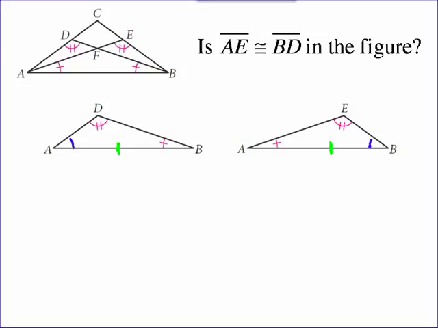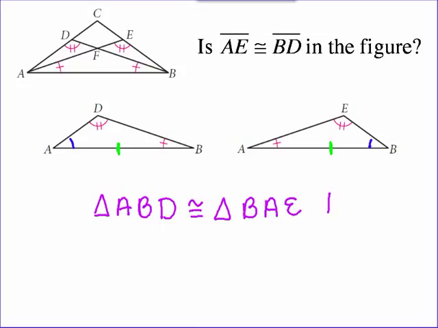Okay? So in looking at this, I know that triangle ABD is congruent to, now this is going to look weird. What is A the same as in triangle 2? B. What is B the same as in triangle 2? A. What is D the same as? E. What's the reason? There's quite a few. AAS.